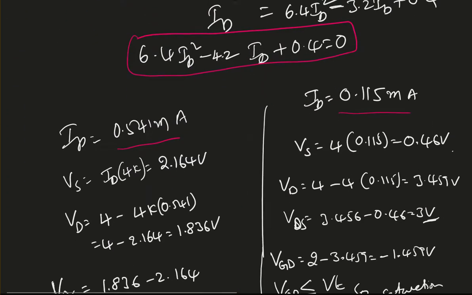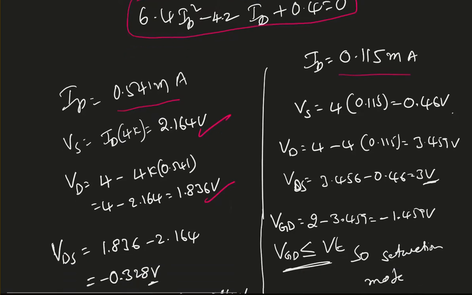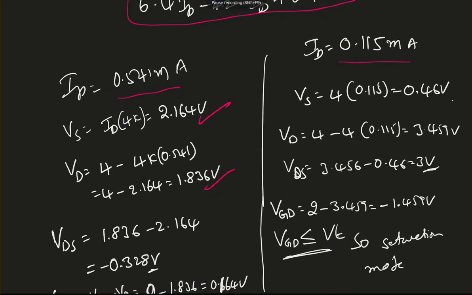So I found VS and VD. I found VDS is a negative number. So basically here is a transistor. You have that VD of 1.836 and VS is 2.16, and you're saying current is passing down. Is it possible? No. Current always flows from higher potential to lower potential. Here it is going in the opposite direction. So this is not the right current.